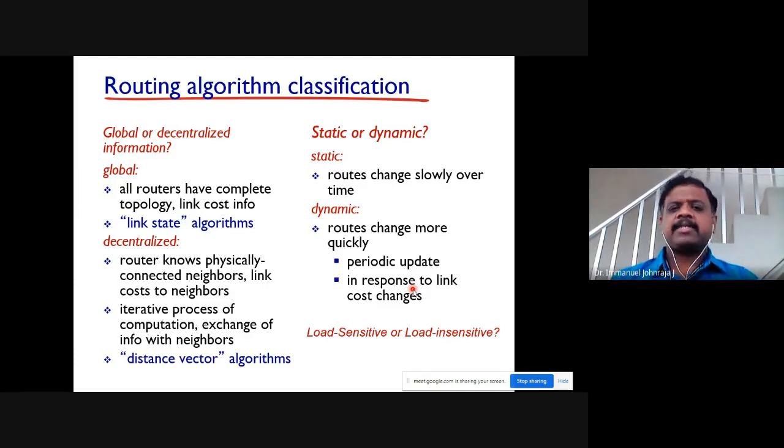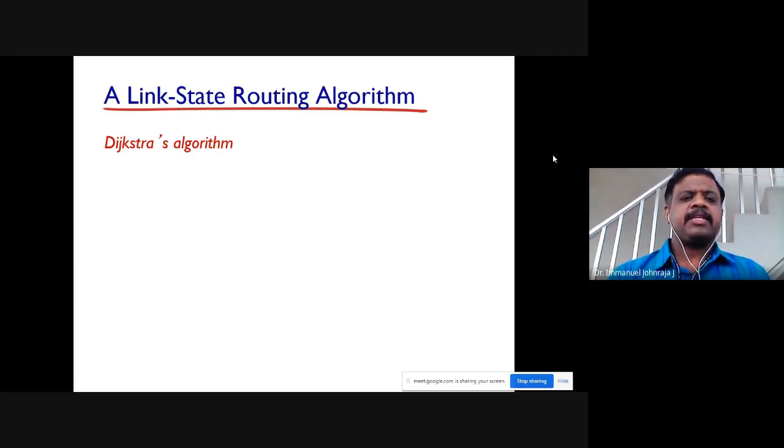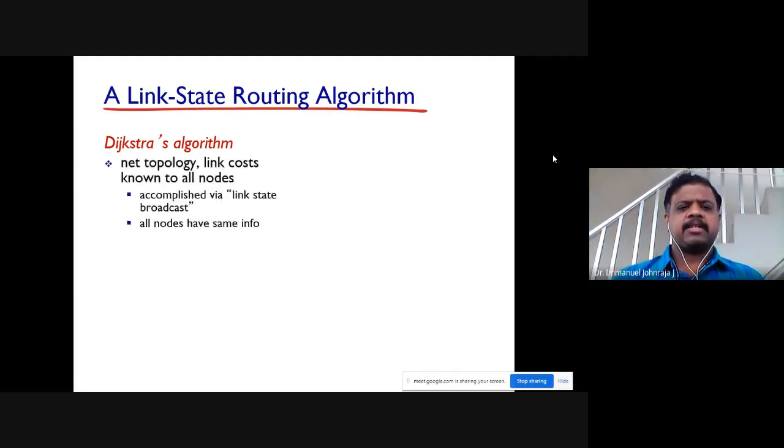All right, now it's time for us to shift gear to learn more about link state routing protocols. A little bit of theory about link state routing protocol, I have put them as points. It follows Dijkstra's algorithm. Link cost is known to all the nodes. What is the link cost? Every node knows the cost of the link it is connected with to other routers.